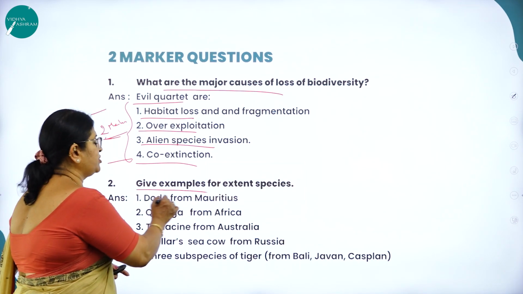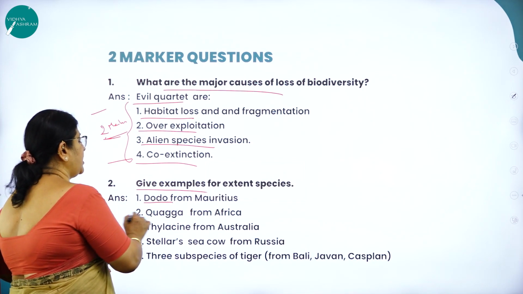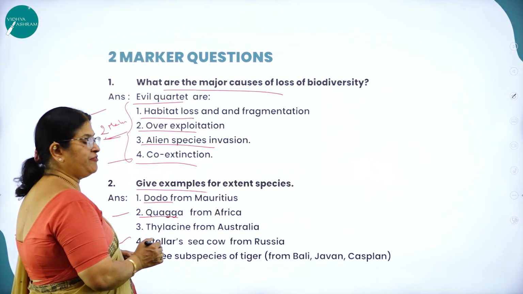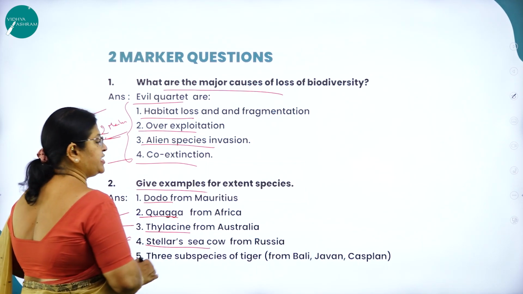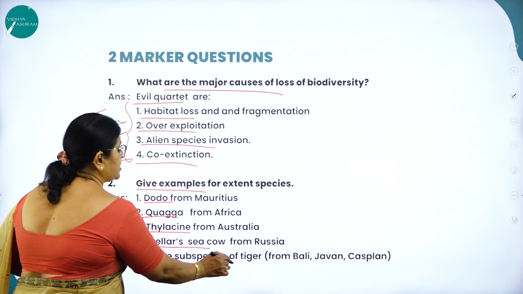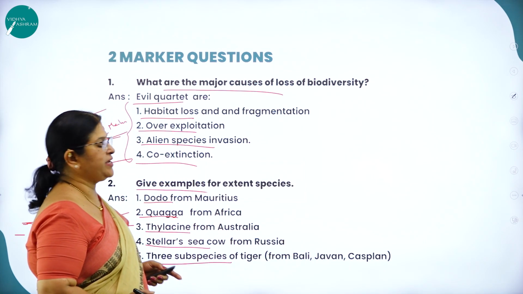Next, give examples for extinct species. Like we have the dodo, that is the bird from Mauritius, then the quagga, a zebra-like animal from Africa, the thylacine, that is the marsupial, then Steller's sea cow from Russia, and 3 subspecies of tiger, that is Bali, Javan and Caspian.